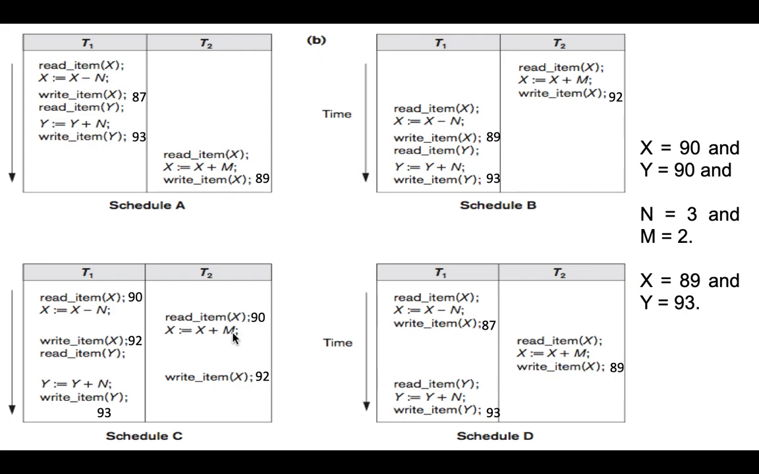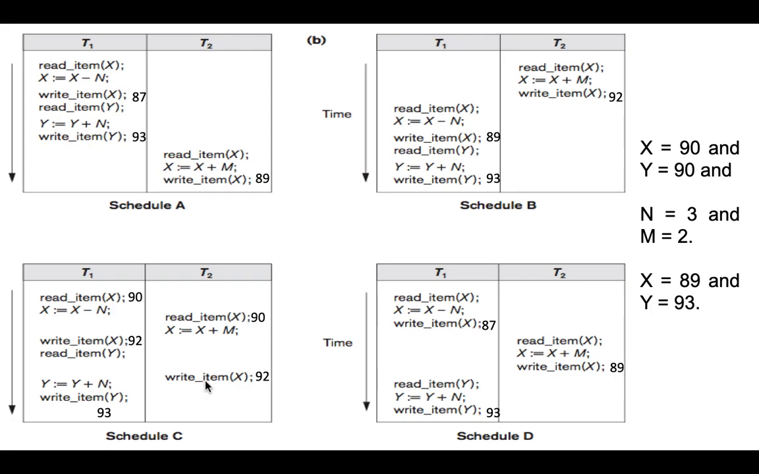We add m to that. So adding m to that means m is 2. So 90 plus 2, 92. So after that, when write item x occurs, x value is 92. Okay, so now x is written as 92. Then we read y, y is 90.